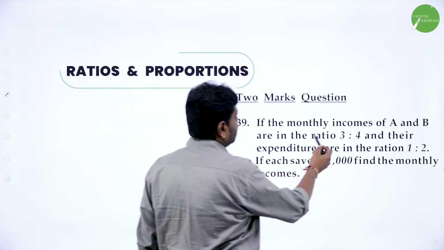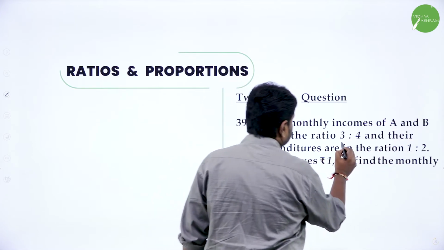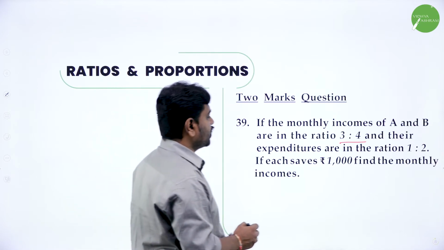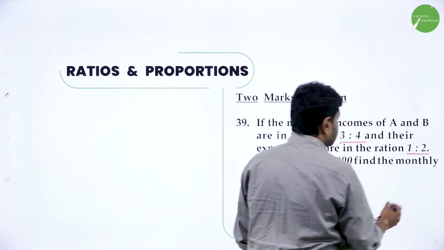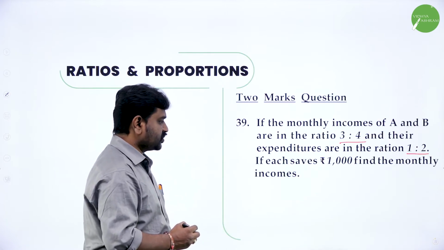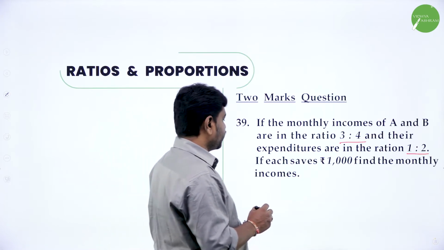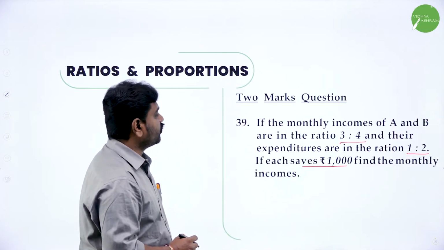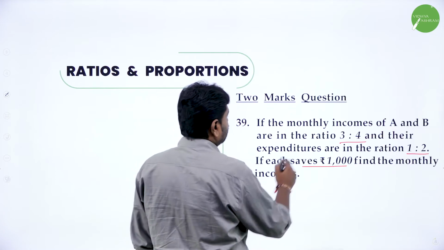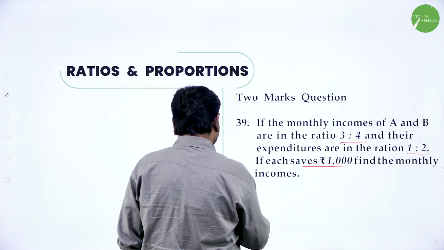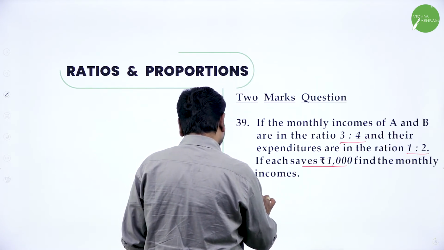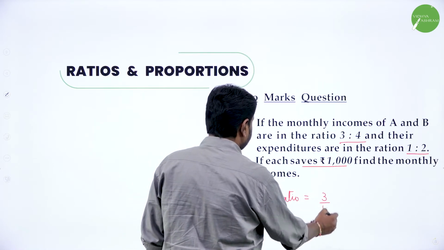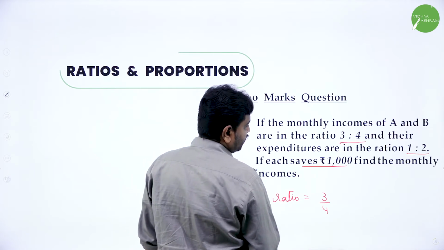Next, if the monthly incomes of A and B are in the ratio 3:4, incomes are given, they are in the ratio 3:4. Expenditures are in the ratio 1:2. They have given expenditures also. If each saves 1000 rupees, find monthly incomes. Savings they gave 1000. Monthly incomes they want. So first they gave monthly incomes, monthly income of A and B. Let me write the income ratio. Income ratio is given, 3:4. And the expenditure ratio they give is 1:2.